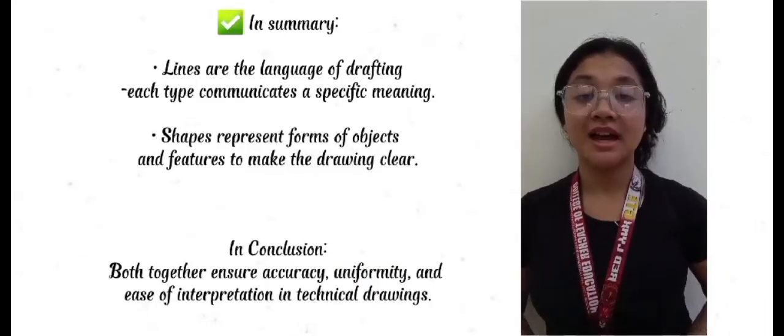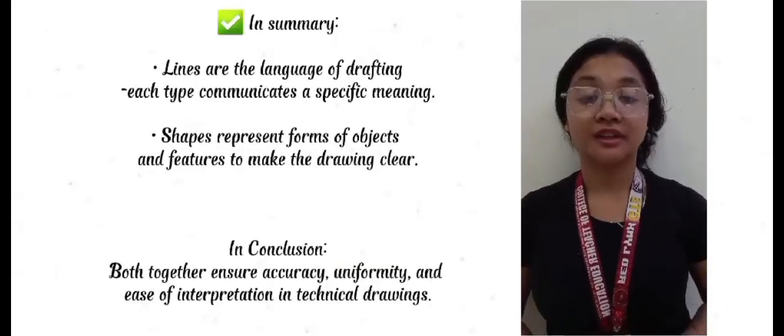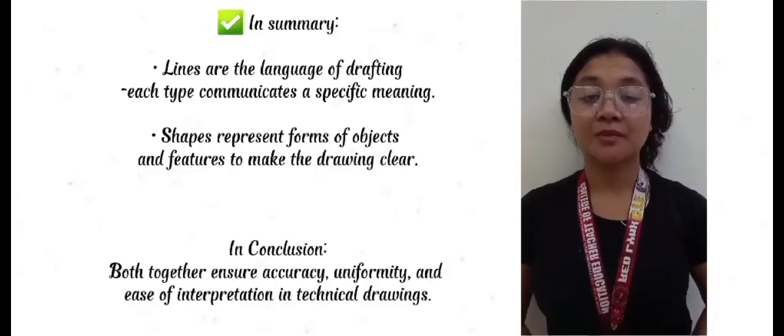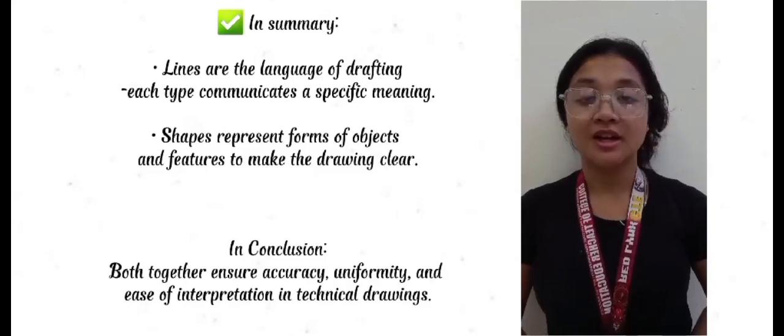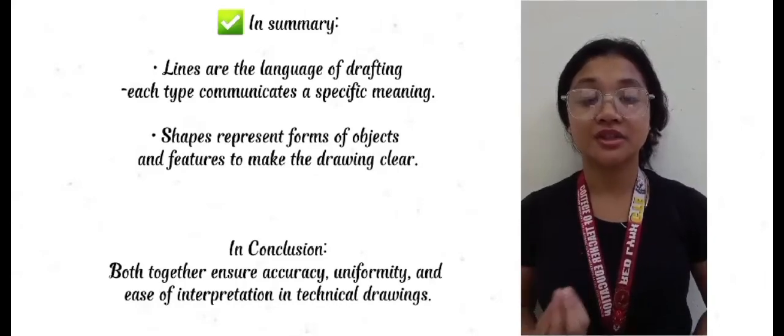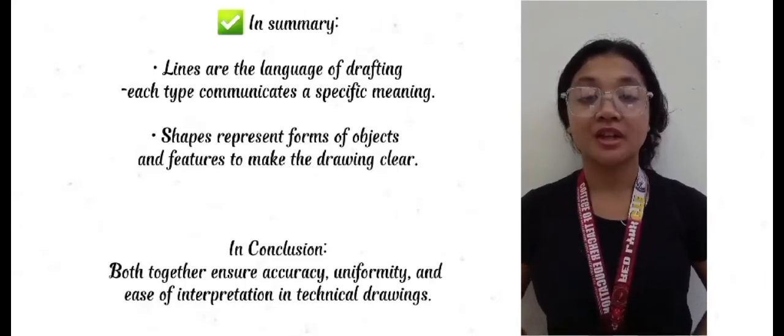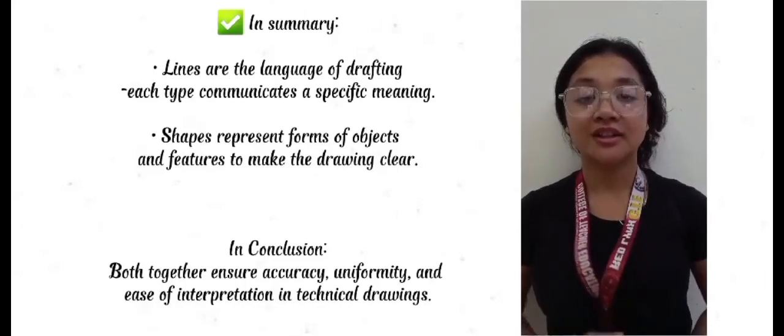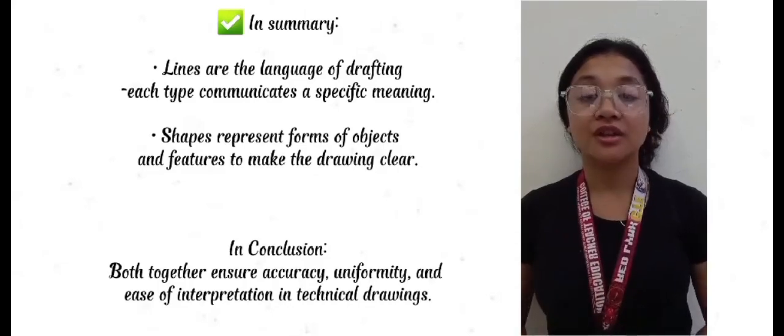In summary, lines are the language of drafting. Each type communicates a specific meaning, and shapes represent forms of objects and features to make the drawing clear. To simplify it, in drafting, lines represent the language and shapes are the objects created by lines. In conclusion, both together ensure accuracy, uniformity, and ease of interpretation in technical drawing.